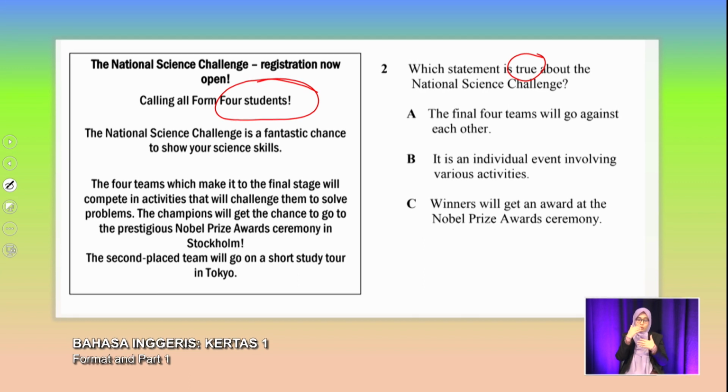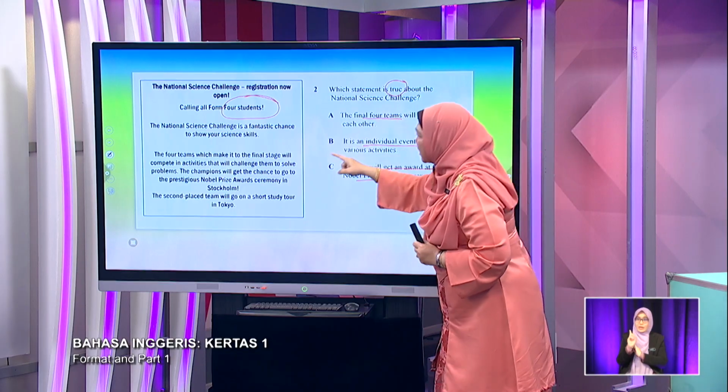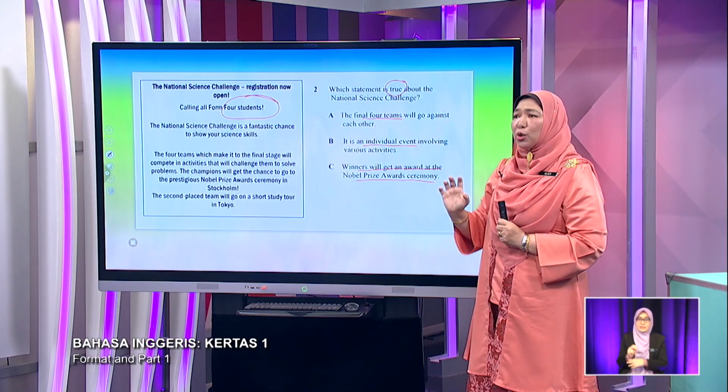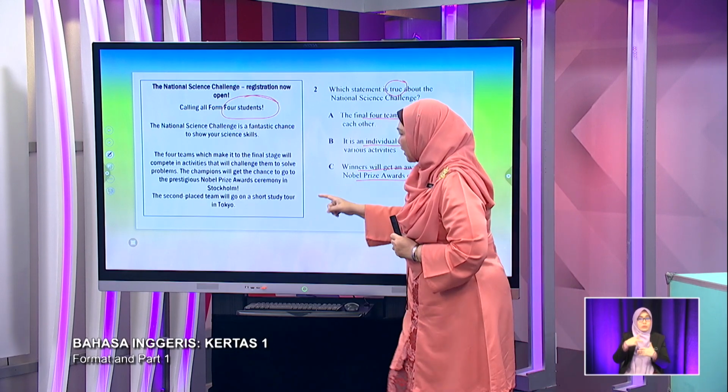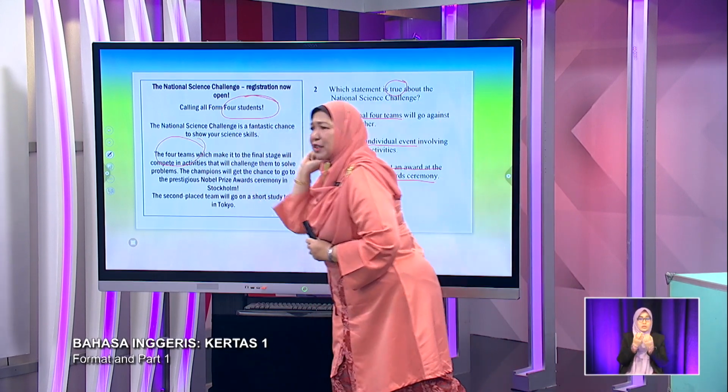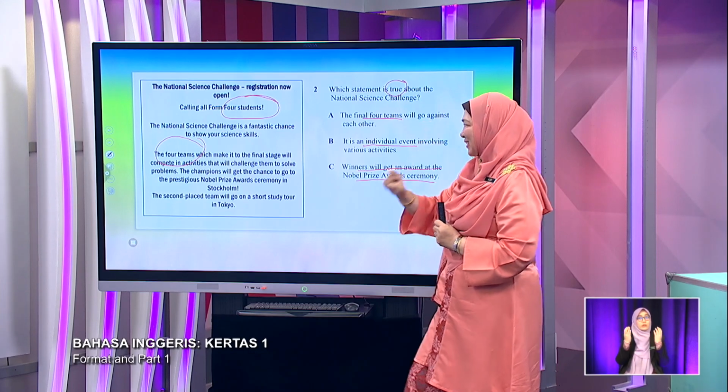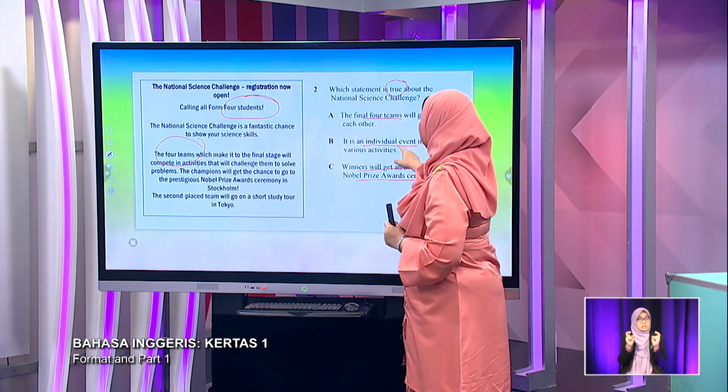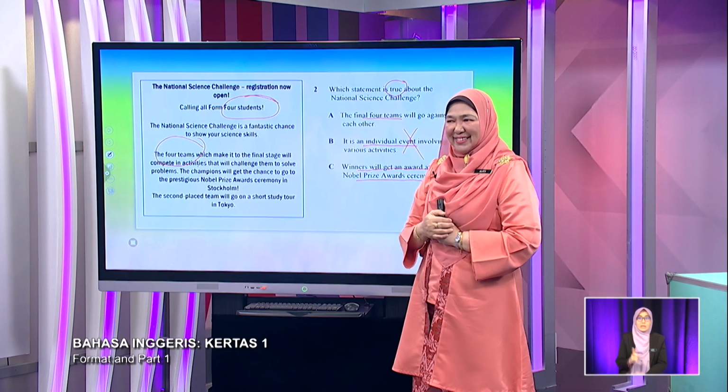A, the final 4 teams will go against each other. B, it is an individual event involving various activities. C, winners will get an award at the Nobel Prize Award ceremony. Based on this, let's see. Is it an individual event or team event? We are looking at team. Individual or team? The keyword is team. So B is not true.